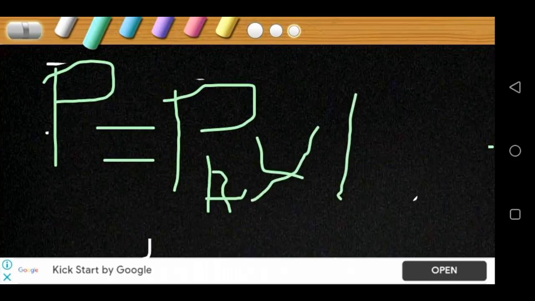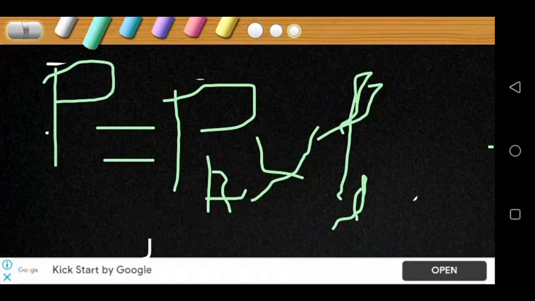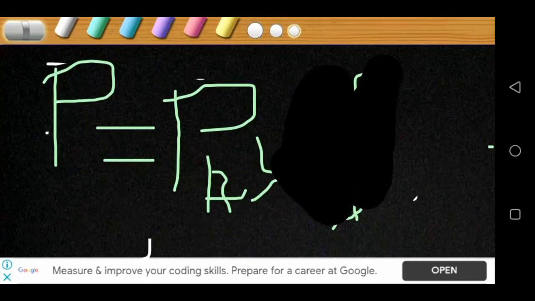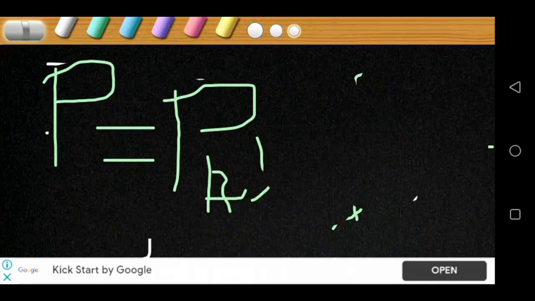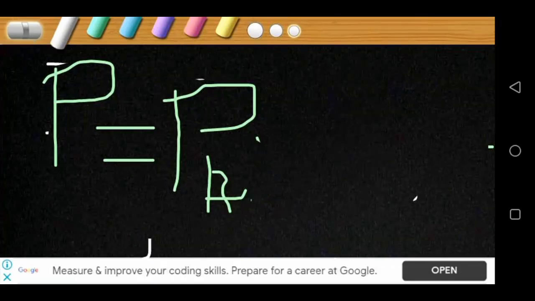Times PB, this is P. Follow what I'm saying, not just what I'm writing, as I'm writing and talking. I'm only trying to make it clearer. Sometimes the application you use may not be okay. All right, so I'll just repeat the statement again.